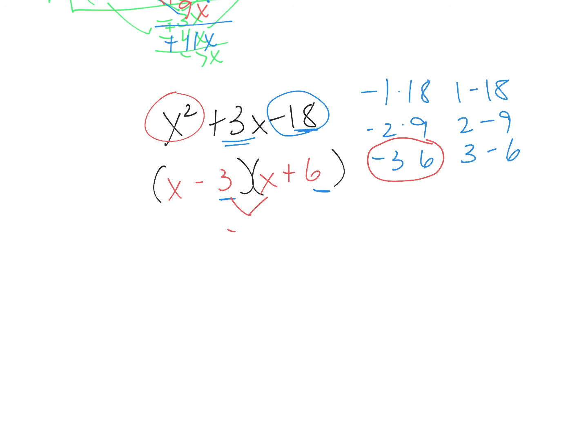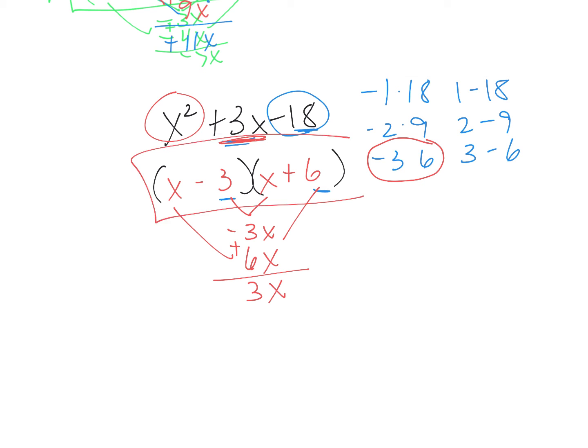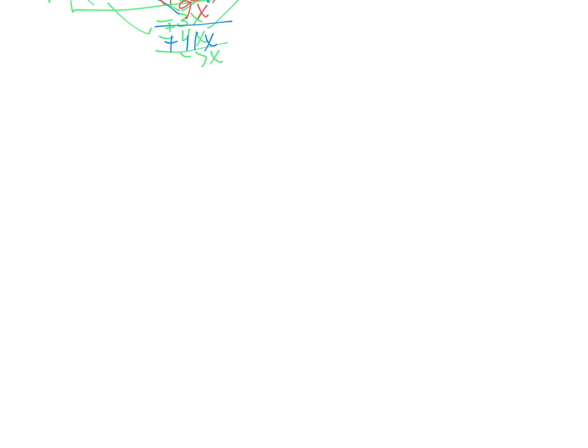Negative 3 times x is negative 3x. x times 6 is 6x. If I add those two together, I get 3x, and that is my middle term. So this is my factored form. Okay, let's try another one. What if I gave you x squared minus x minus 2?